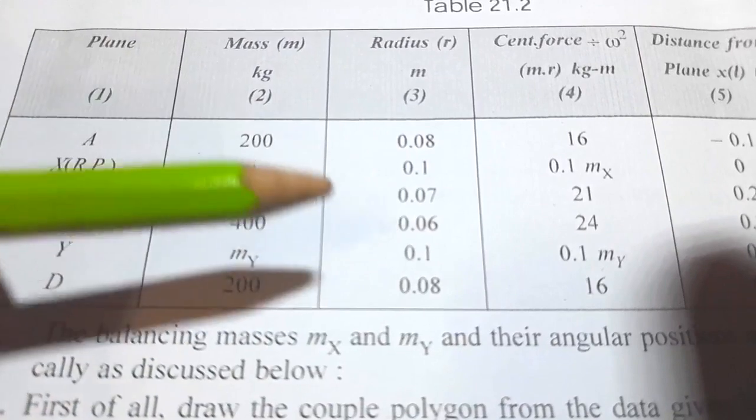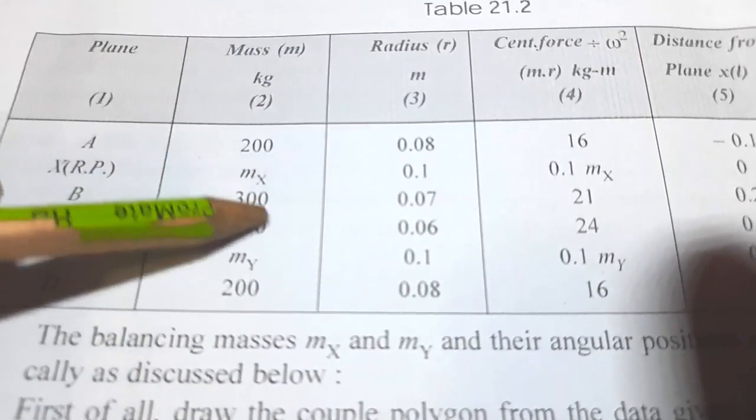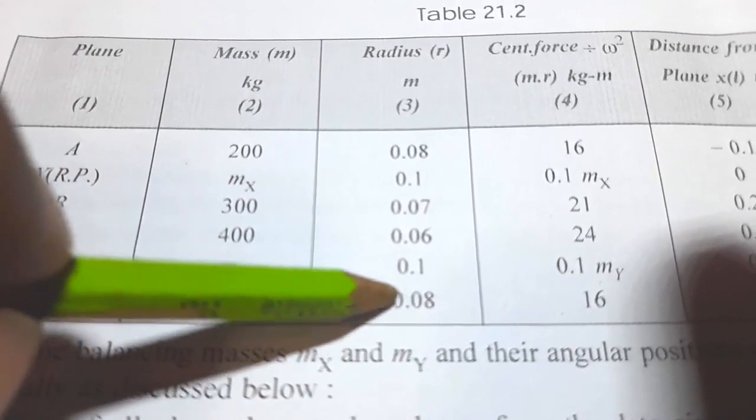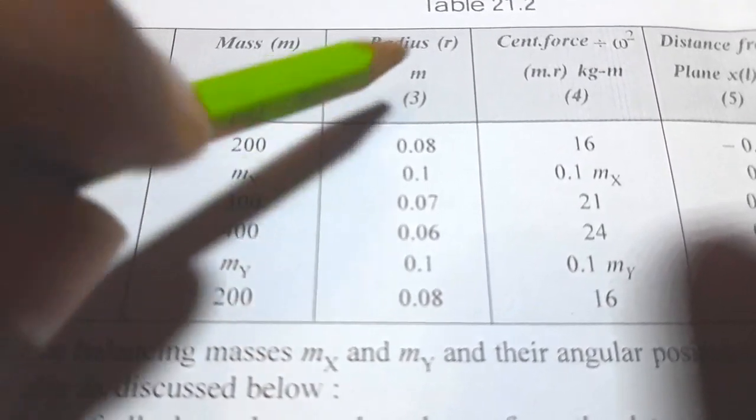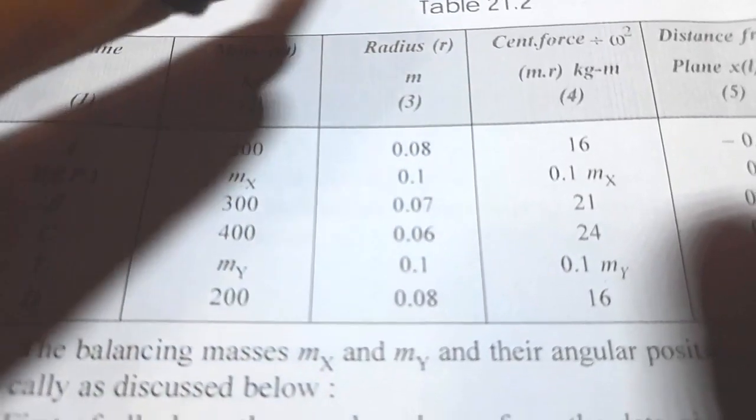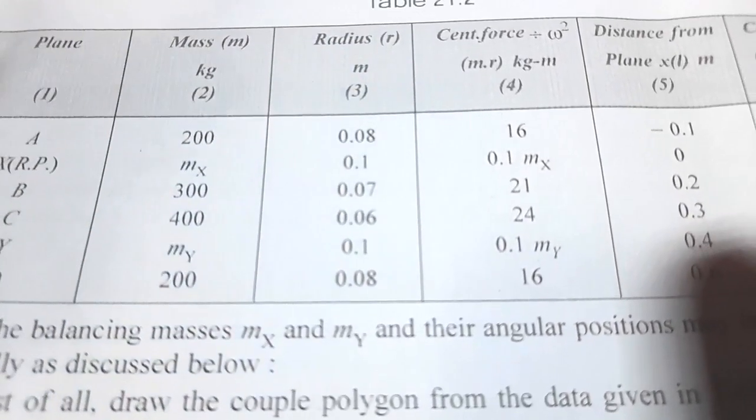And see, again, go to the problem. In the problem it is clearly said the crank radius for mx and my is 100 millimeters. So 100 millimeters in meters is 0.1. Now be very careful about the units also, right? That is also very much important. So this table is very important.